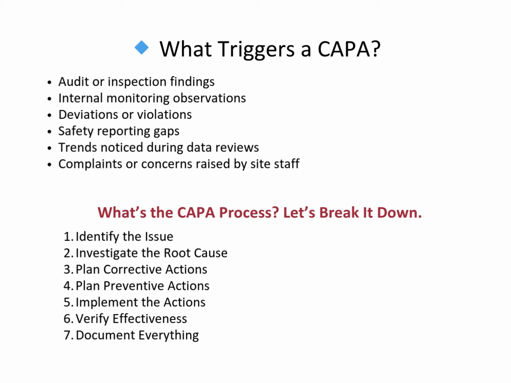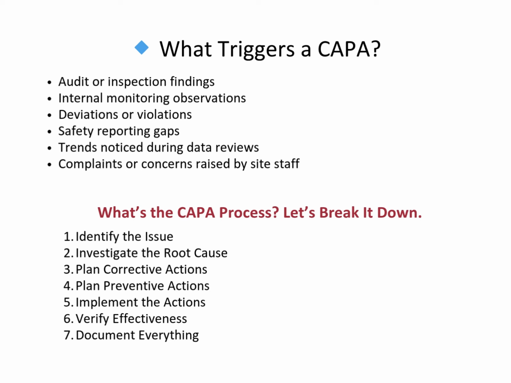3. Plan corrective actions. How will you fix it now? What needs to be changed immediately? 4. Plan preventive actions. How will you prevent recurrence? Do you need to revise SOPs, retrain staff, update tools? 5. Implement the actions, assign responsibilities, set deadlines, and follow through.